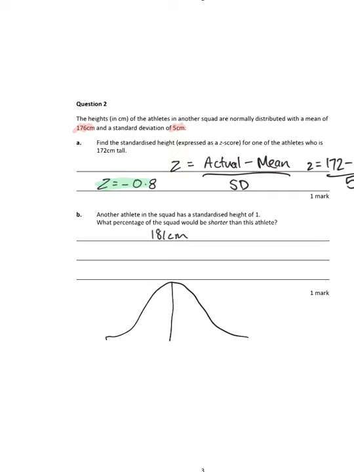Okay, we know the mean is 176. This athlete's 1 standard deviation above at 181. And then it asks what percentage of the squad would be shorter than this athlete. So we want the 50% here below the mean, and also the percentage in that section there as well.